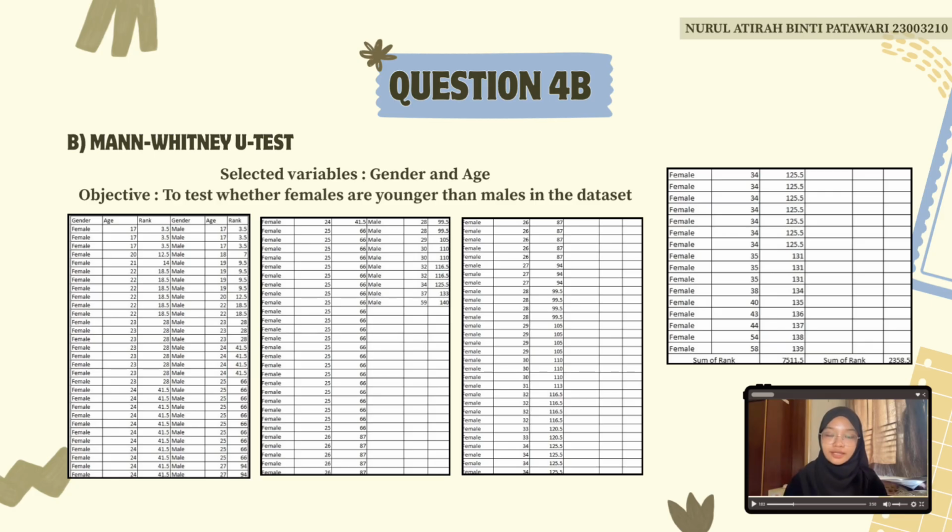For question B, I conducted the Mann-Whitney U test. From our dataset, the selected variables are gender and age. I wanted to test whether females are significantly younger than males. So these are the tables showing the gender, age, and the rank. At the end, I sum the rank for both female and male to compute the U statistics.